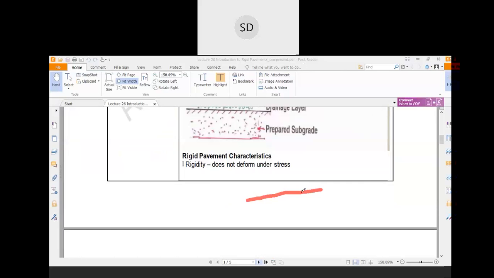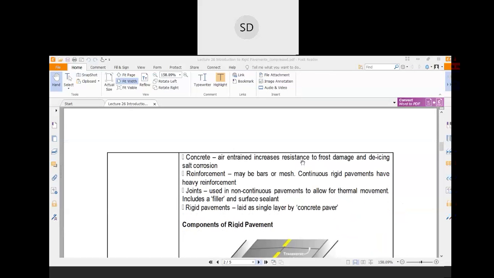For the flexible pavement, what happens? Suppose this is a flexible pavement and one wheel load is over this area. After the application of the load, it gets deformed. That one was called flexible pavement because it was flexible, but the rigid pavement has sufficient rigidity so as not to deform under stresses.